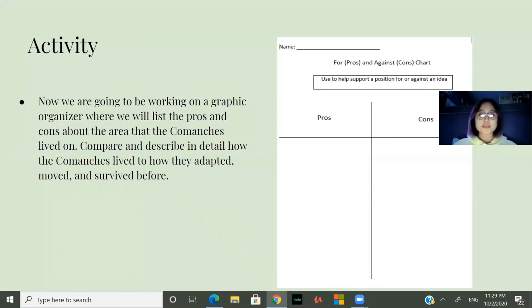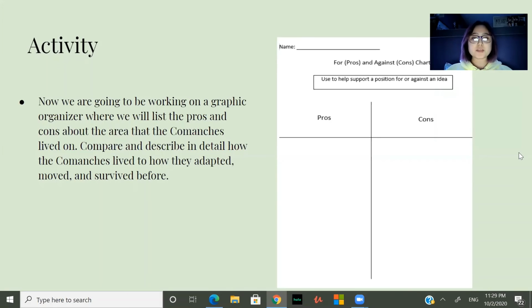Okay, students, so the activity that we're going to be working on will be a pros and cons chart. And in this chart, you'll be taking into consideration how the Comanche Nation lived, how they adapted, how they moved, and how they survived. An example of the pros would be that they adapted to where their food source was. So in this case, they traveled to follow the bison. And a cons of this would be that they often trespassed into the territory of other nations. I will now be passing it on to Ms. Vasquez.